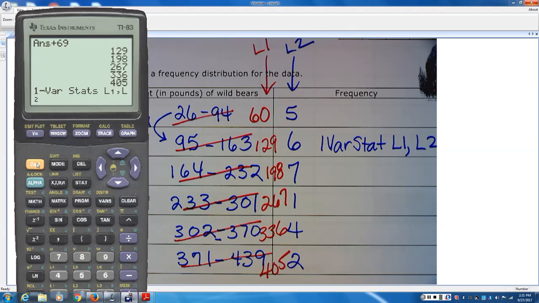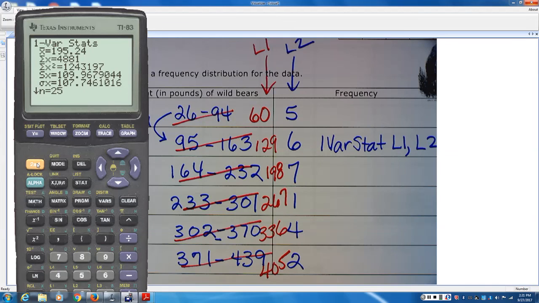Okay? So is everybody together now? Hit enter. So the mean weight of the bears was 195.24 pounds. The standard deviation was 109.96, which we could call 110 pounds. Notice that n says there are 25 pieces of data in there. That's important, because if we hadn't put both lists in there, it would have thought it only had 6 pieces of data.